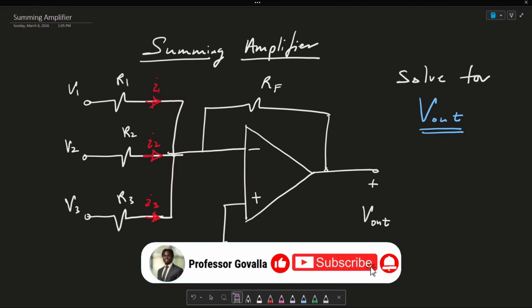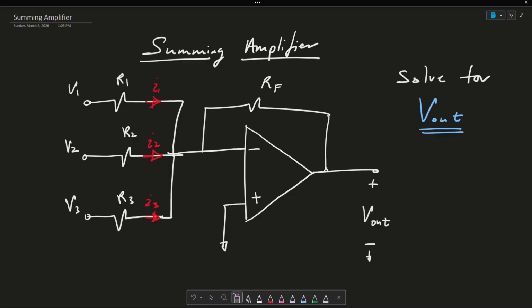My name is Professor Kavala, and today I'm going to be talking to you about the summing amplifier. Essentially, what we're tasked to do here is solve for this V out of T. And what we're going to do first is define what the summing amplifier is.